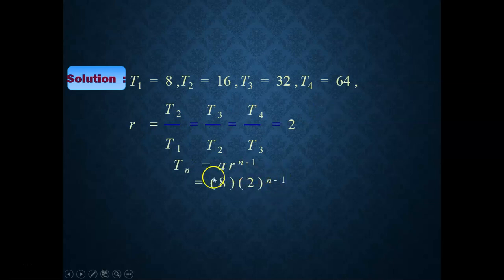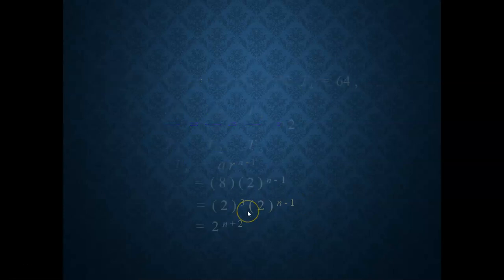So put them in the geometric sequence: given your a is 8, r is equal to 2, and n minus 1. So your geometric sequence is 2 cubed times 2 to the power n minus 1. Since they have a common base, I forgot what this is called, you can actually add the 3 and the n minus 1. So n minus 1 plus 3 is equal to n plus 2.